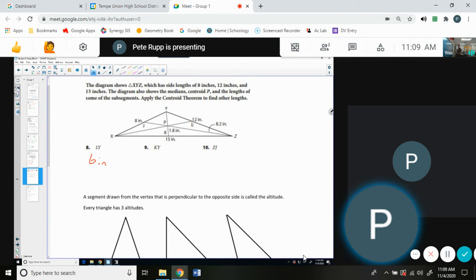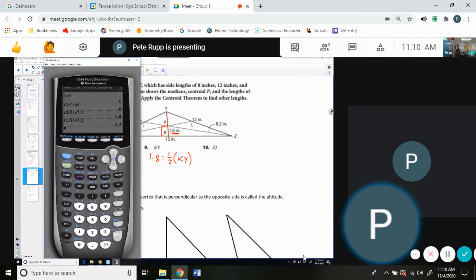Next one we're looking for is from K to Y. So all the way from here to here. All right, so there's a few ways to do this one. I'm going to set up the equation for the centroid, and it looks like this piece here is 1/3 of the whole segment from K to Y. So that means that 1.8 equals 1/3 of KY. In order to solve that, I'm going to divide 1.8 by 1/3. Okay, so I'm going to grab the calculator, and it's 1. Actually, let me get the pointer here.